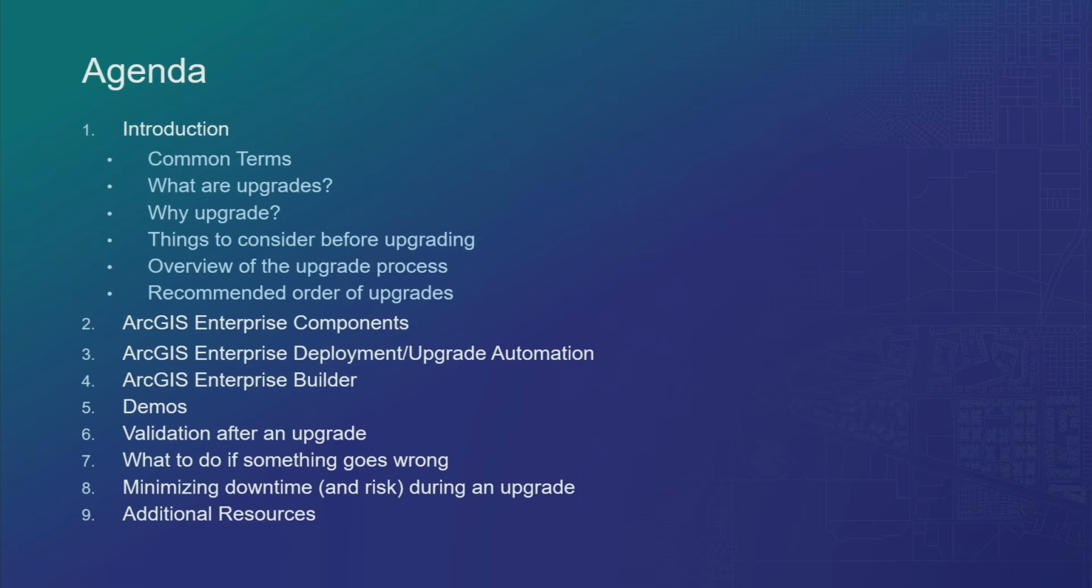upgrades. ArcGIS Enterprise on Windows and Linux is made of several software components, and each of these should be upgraded in a specific order. So in this session, we will just be covering Windows and Linux deployment options. We will not be covering upgrades for ArcGIS Enterprise on Kubernetes, as they are a bit different. And from there, we will dive into each component and talk through some deployment and automation tools available to you, and discuss the ArcGIS Enterprise Builder that maybe some of you are using.